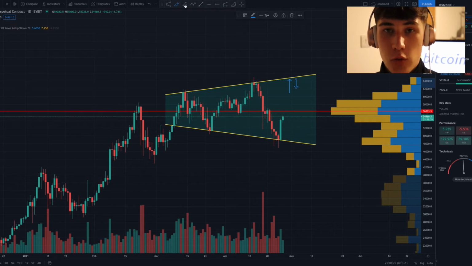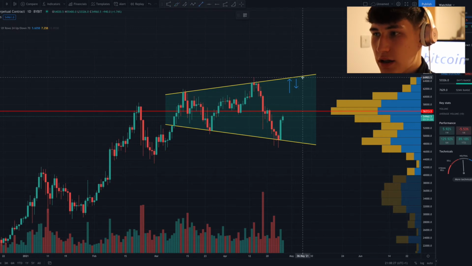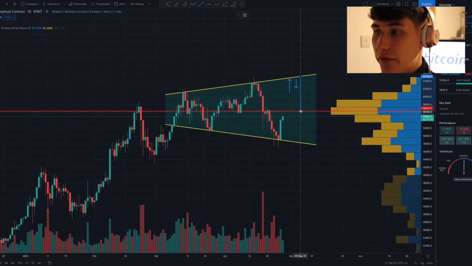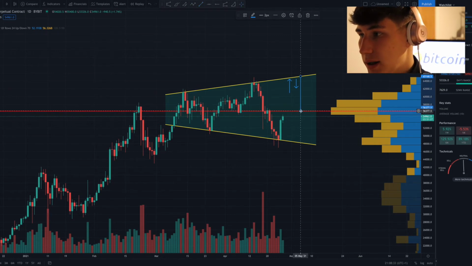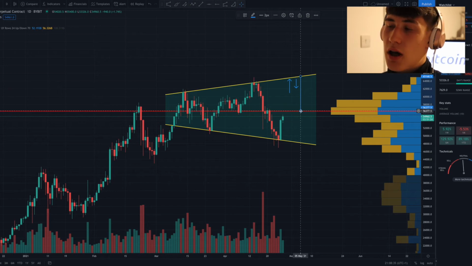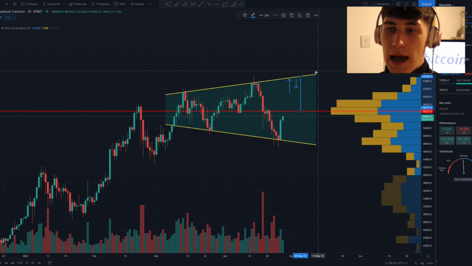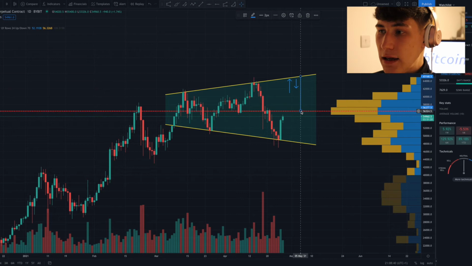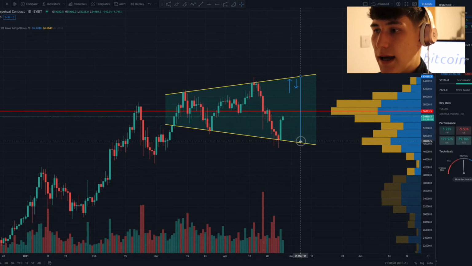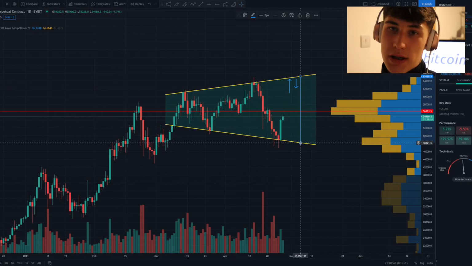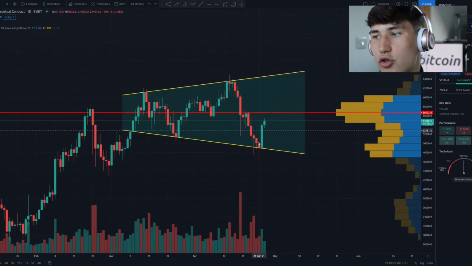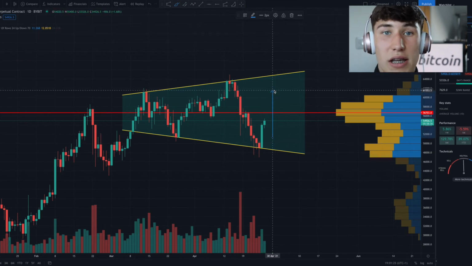However, if Bitcoin were to get rejected at this resistance point, you could put a short position in, and the target for the short position would in fact be the half of the Megaphone pattern. So that would be at $56,400. And for the second price target, it would in fact be all the way down at the bottom of the Megaphone, and that would be at $48,200.